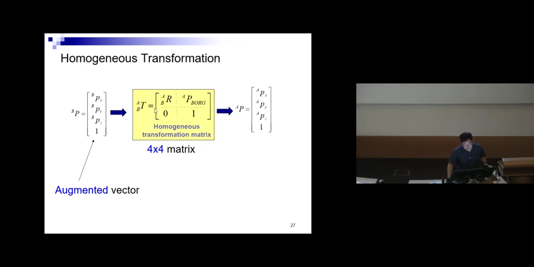This is your rotation matrix, the one that I've gone through just now, a 3 by 3 matrix. After you have multiplied ABT with BP, you will be able to get AP. So your AP will be APX, APY, APZ, and 1. This last one is a scalar quantity, a number. So with the homogeneous transformation matrix, you now have a 4 by 4 matrix and a 4 by 1 column vector to represent a point.